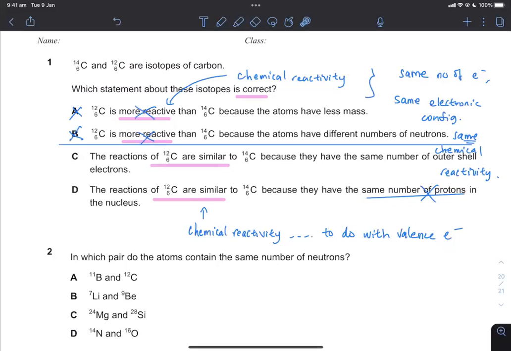So I think you should know that the answer comes down to option C there. Are you guys okay?